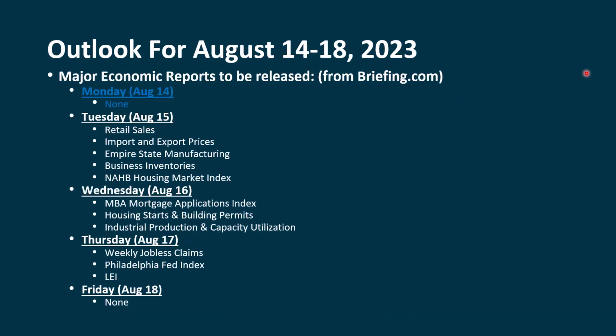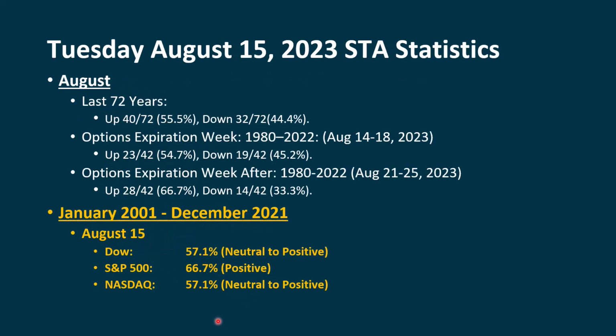Here's the updated economic calendar for the week showing what's coming out on Tuesday. On Wednesday, we'll get industrial production and capacity utilization. On Thursday, we'll get the leading economic index. We won't have any reports on Friday. Stock Traders Almanac statistics for August 15th were neutral to positive with the Dow and NASDAQ. We're actually more positive with the S&P 500.